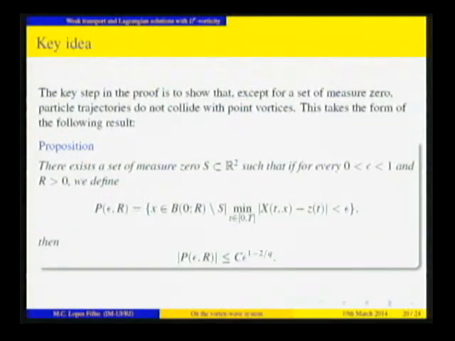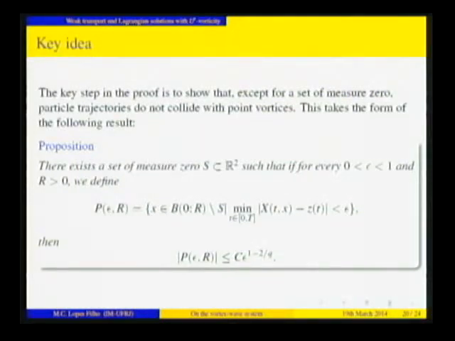So the key idea behind the proof, just to extend myself a little bit more, is to show what I put in the statement of the theorem: that particle trajectories do not collide with point vortices. Okay, particle trajectories in fact do not collide with point vortices.